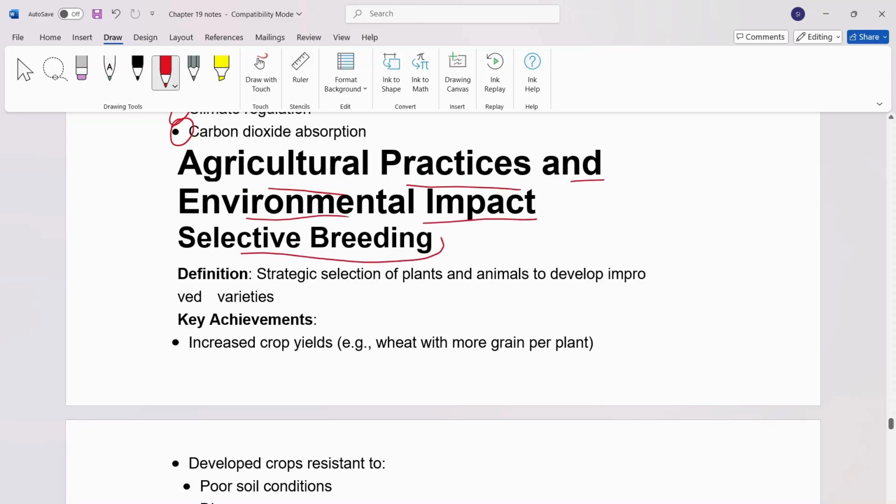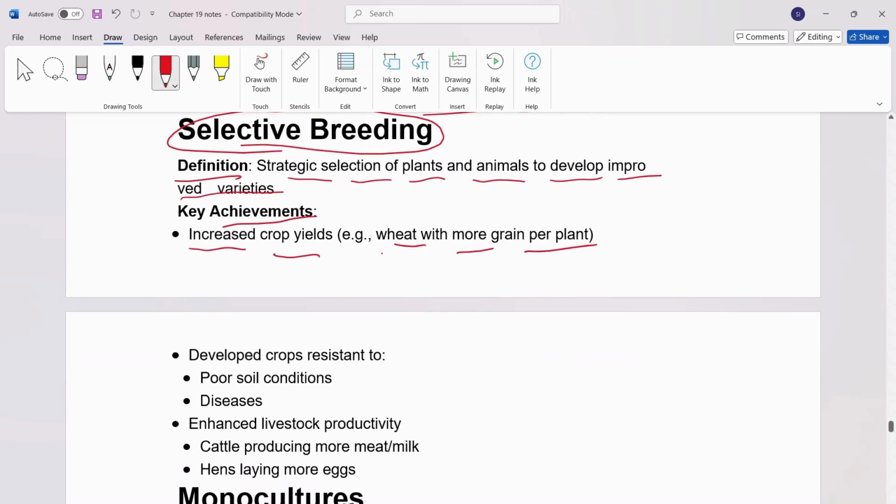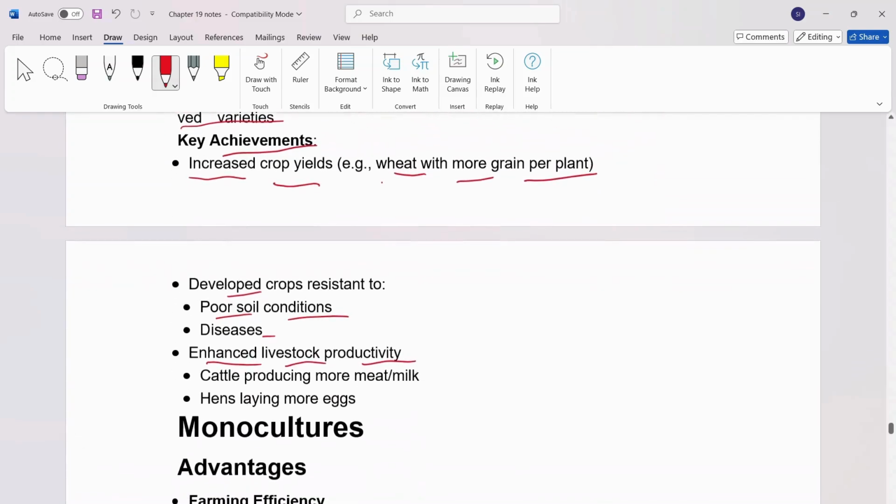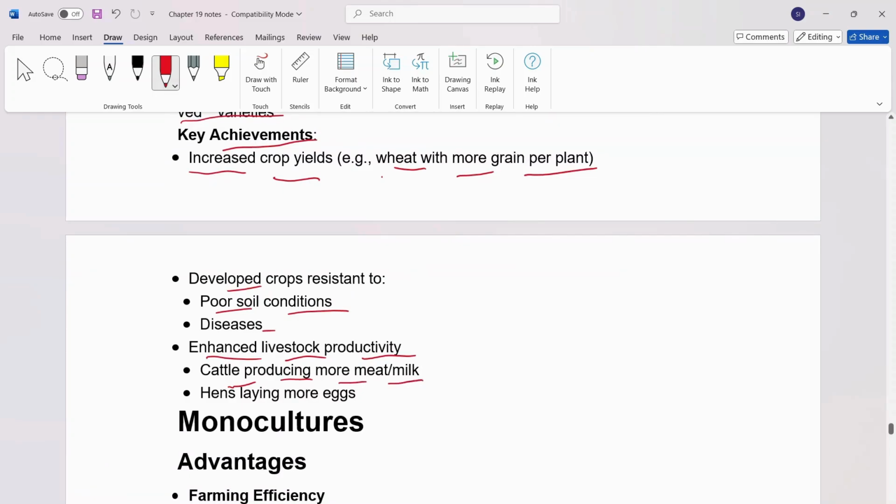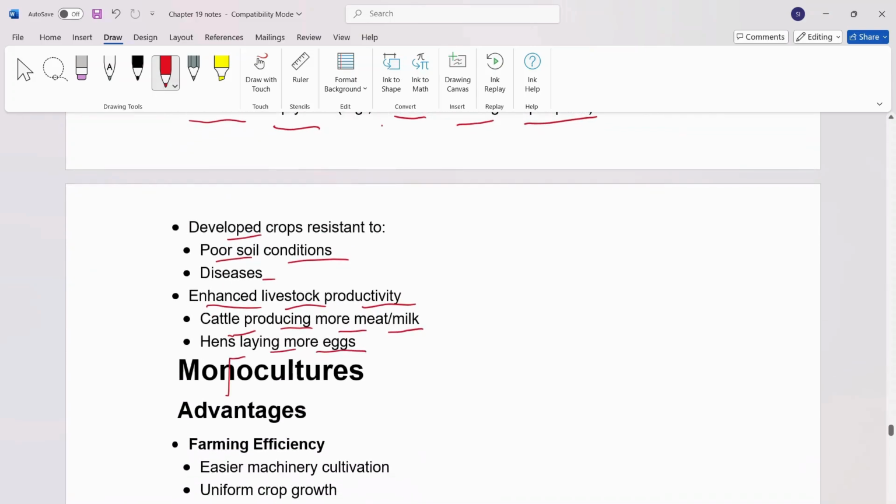Let's talk about selective breeding. Okay, definition is strategic selection of plants and animals to develop improved varieties. Okay, key achievements here we have increased crop yield, example wheat with more grain per plant. Developed crops resistant to poor soil conditions, diseases, enhanced livestock productivity, cattle producing more meat and milk, hens lay more eggs.